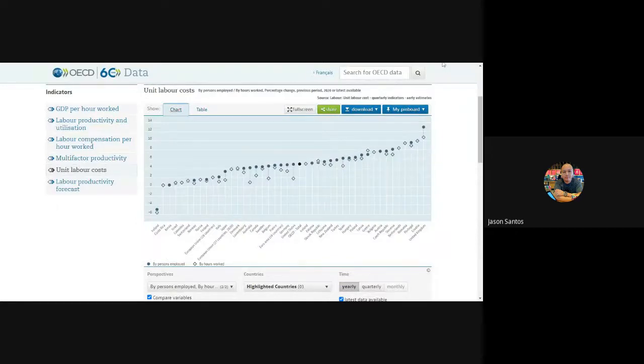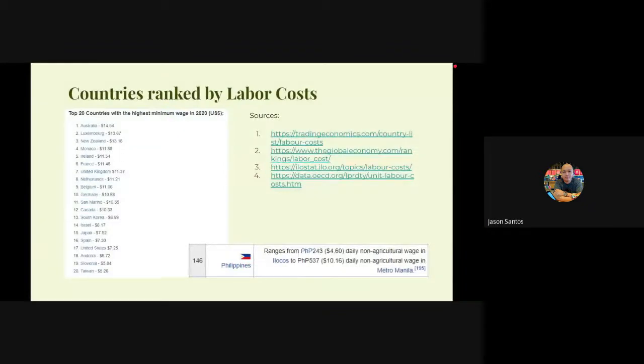Bakit wala ang Philippines sa lahat ng mga economic data and statistics organizations worldwide? May idea ba kayo? Imagine magiging economics grad tayo, no, pero wala pala tayong data worldwide. Hindi tayo kasali. Okay.